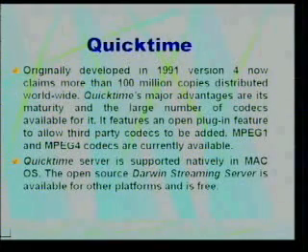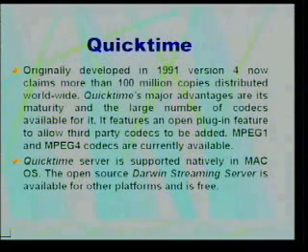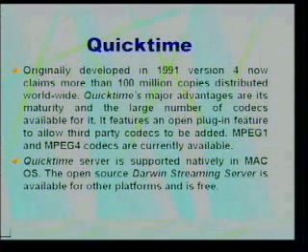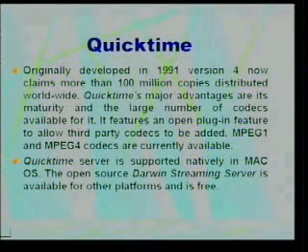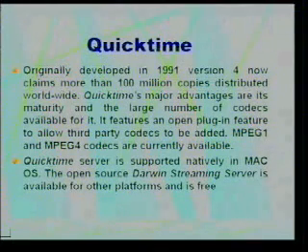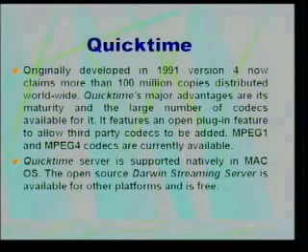The QuickTime we already discussed is at version 4 now, and more than 100 million copies have been distributed worldwide. The major advantages of QuickTime are its maturity and the large number of codecs available for it. Its features include an open plugin architecture, which most browsers support, to allow third-party codecs to be added. MPEG 1 and MPEG 4 are currently available. They have also designed the QuickTime server, because right now what we are talking about is that you must have a multimedia video streaming server.